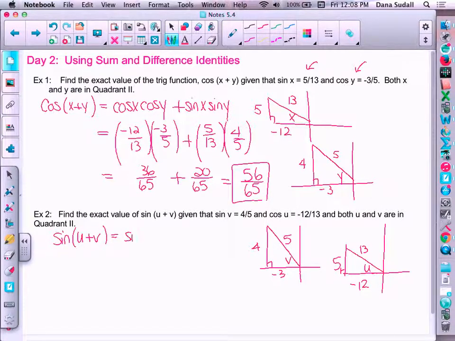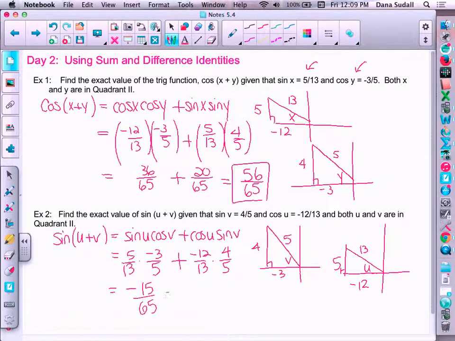So expand your identity. It's the sine of U times the cosine of V plus cosine of U times the sine of V. And if you look at angle U, the sine would be 5 over 13. The cosine for angle V would be negative 3 over 5. And then back to angle U, the cosine is negative 12 over 13. And sine for angle V would be 4 over 5. So we have negative 15 over 65 plus negative 48 over 65, which gives us negative 63 over 65.